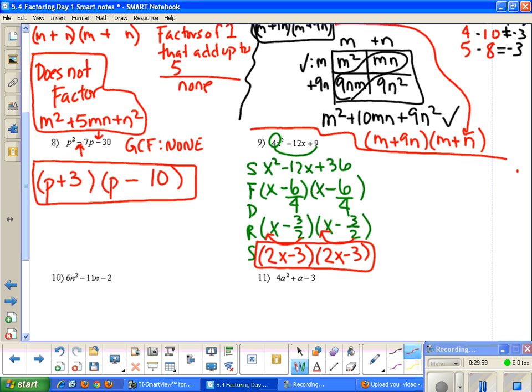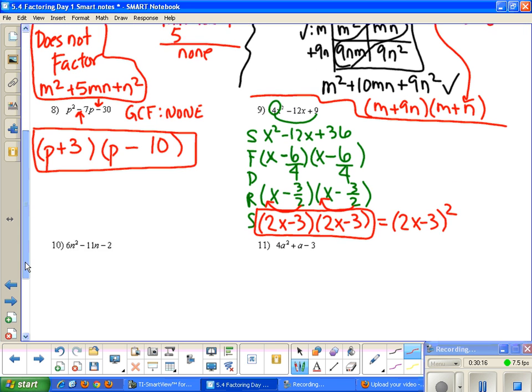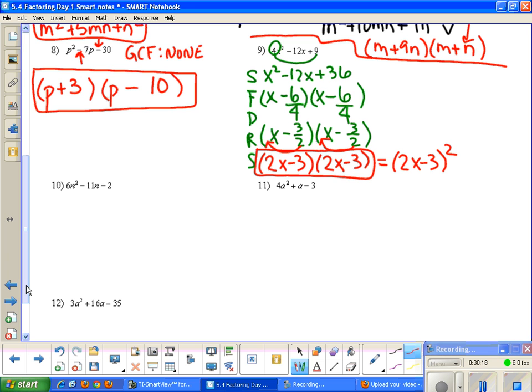Since there's two of them and they're the same, just like if I had x times x, I could write x squared, I can write 2x minus 3 all squared, which is the same thing, and I would probably write that one because it's the more correct answer. Now let's just check our work and then we'll be done for today. So I'm going to check by multiplying this out. FOIL or box would work, it doesn't matter which method you use.